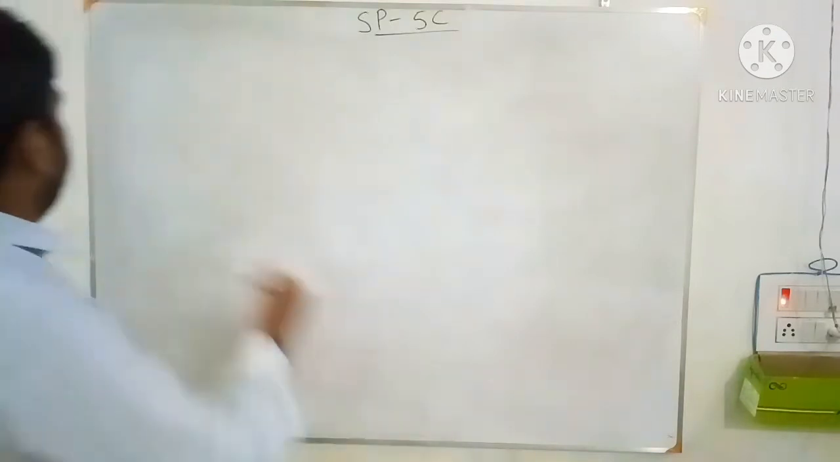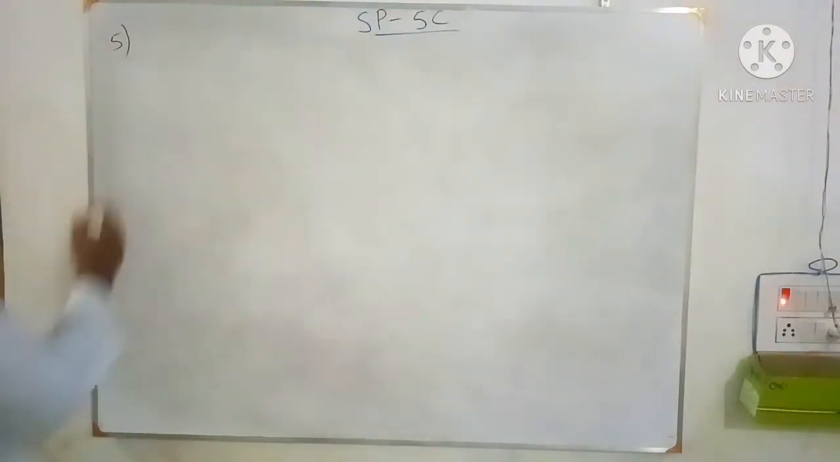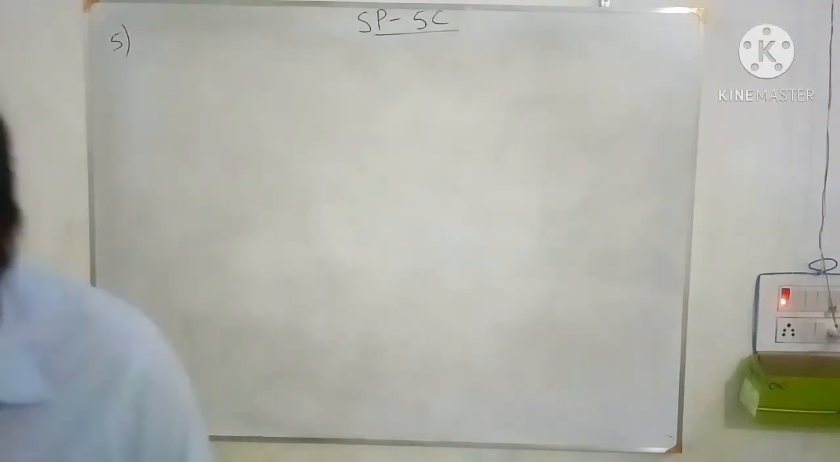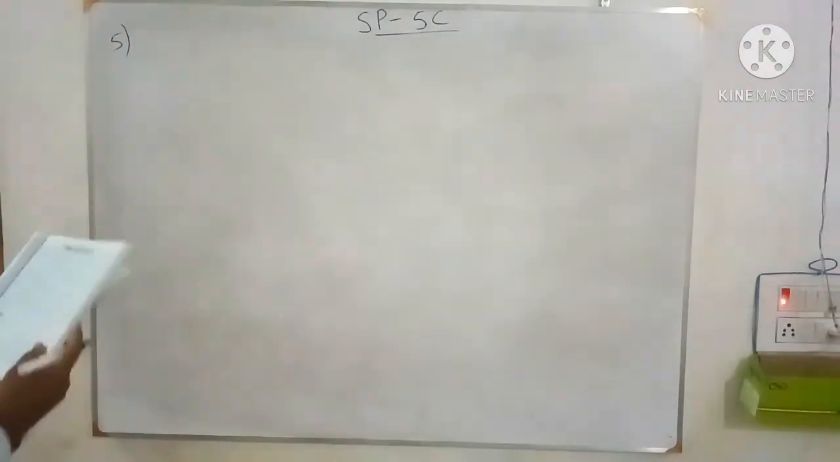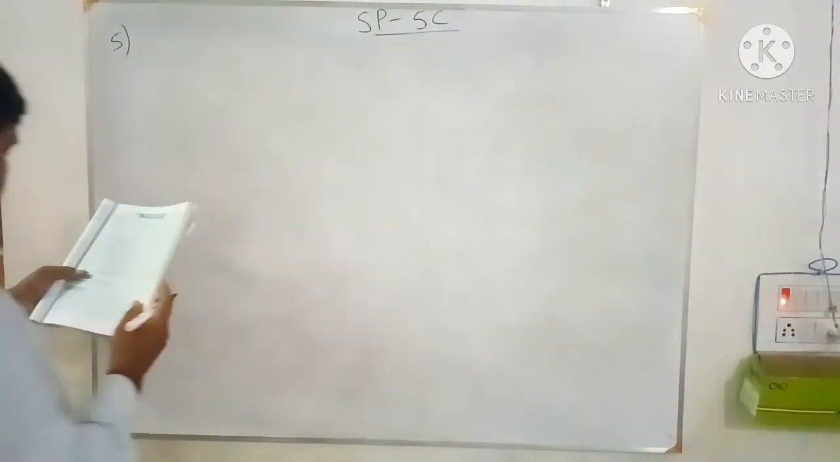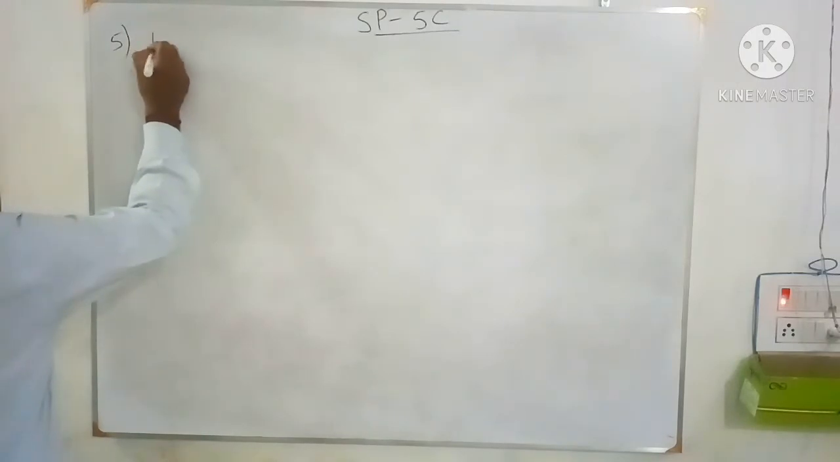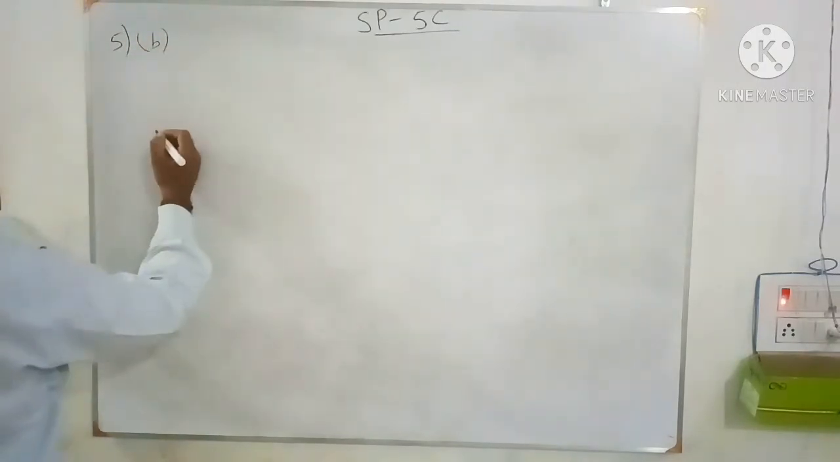Now question number 5. Question number 5 is simplify. So fifth A we will do, fifth B we will do, and the A will be the homework. So I am going to do the fifth B, simplify.